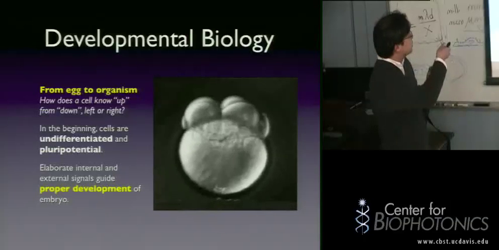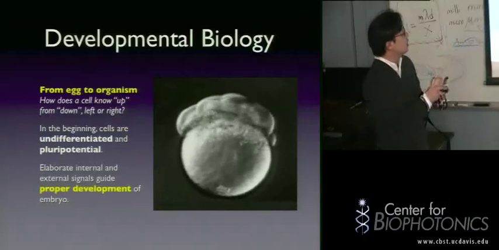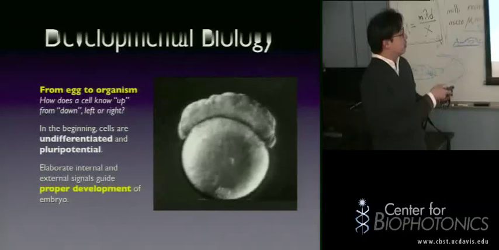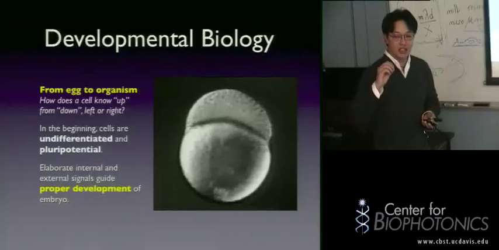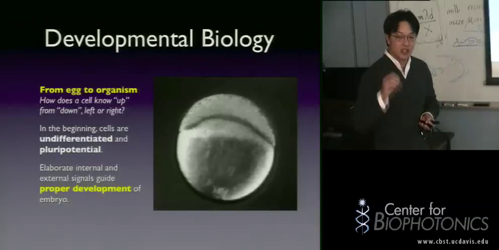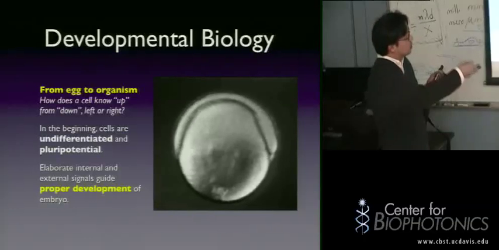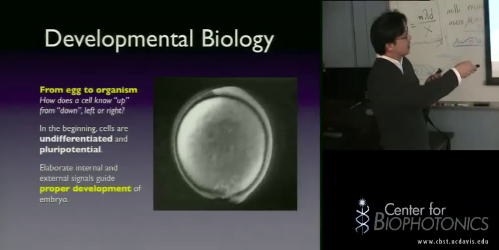But basically, it's the process of how the cell knows up from down, left to right. In the beginning, this movie is showing you what starts out as a fertilized egg starting to divide. Now, this is the yolk sac. So this doesn't start out as a cell, right?